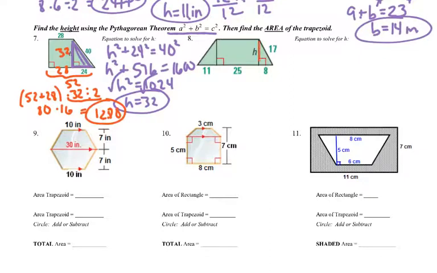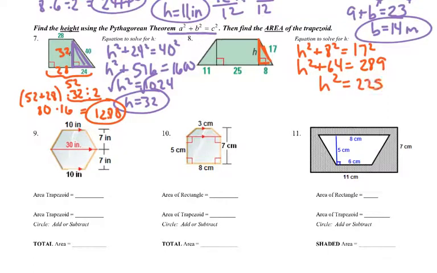Let's try one with a little bit of smaller numbers here. I like this one better. 8 squared plus h squared equals 17 squared. So 8 squared is 64, and 17 squared is 289. If I subtract 64 from both sides, you should probably recognize this, right? H equals 15.